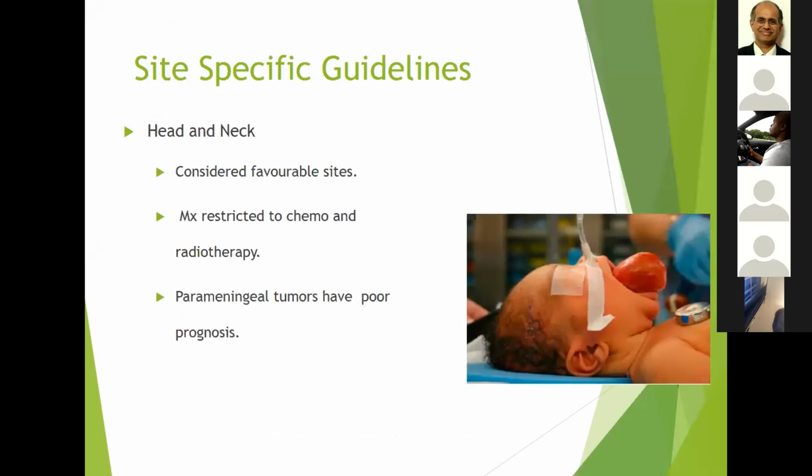Now I'm just going to speak about site-specific management. I'm looking at head and neck. These tumors can be managed by chemo and radiation, but they might need surgery. But in most cases, you are able to manage them with just radiation and chemotherapy. But the parameningeal tumors have a poorer prognosis.